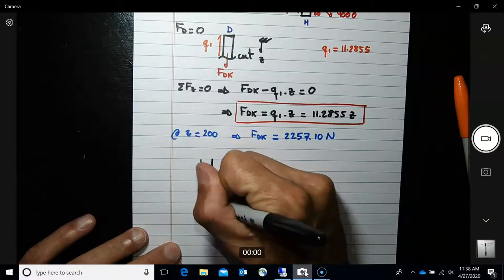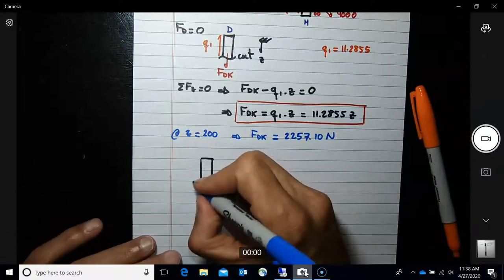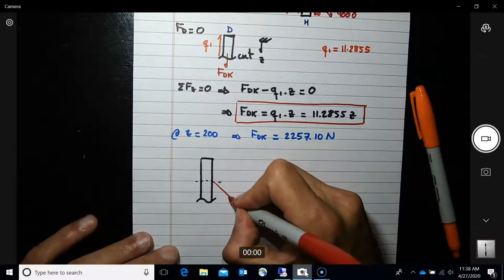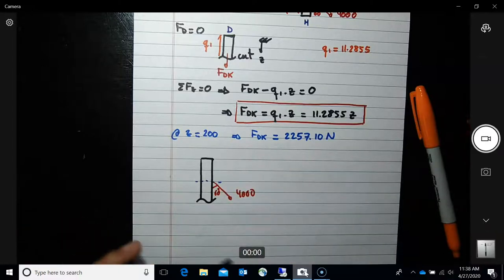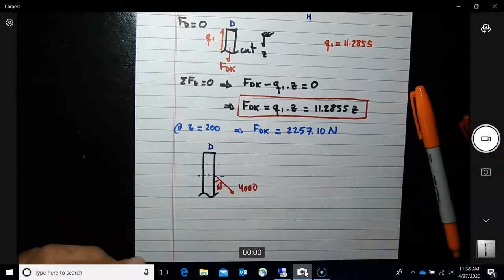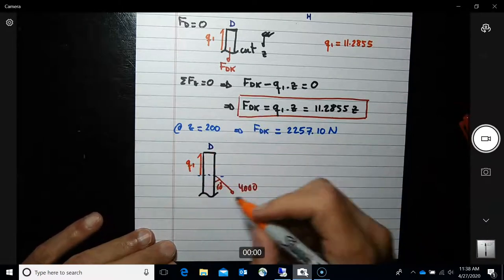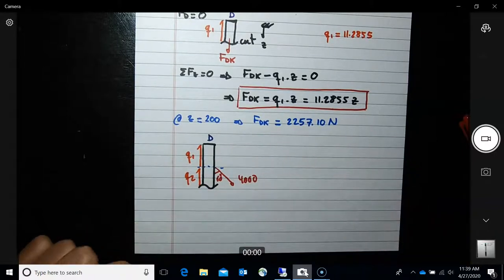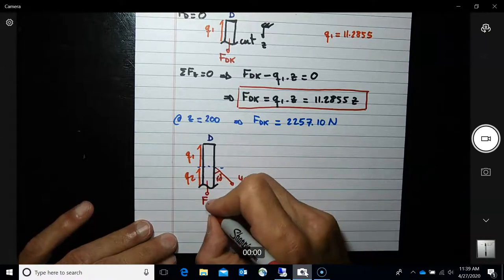Let me just make that a bit longer. Not here. We have the force over here, 4,060 degrees. This is still point D. Then now we have Q1, Q2, and we're going to try to find out FKH.